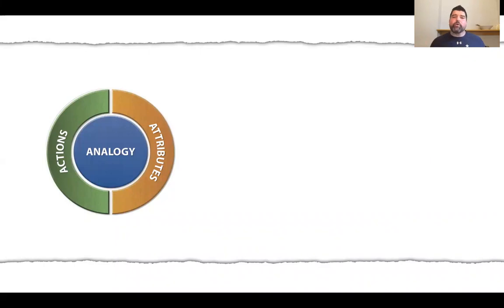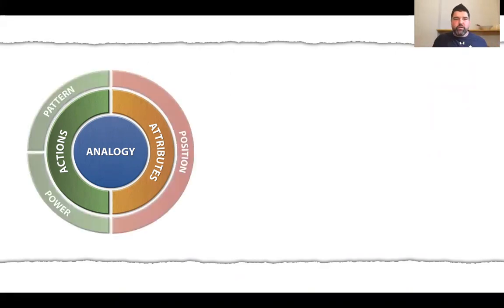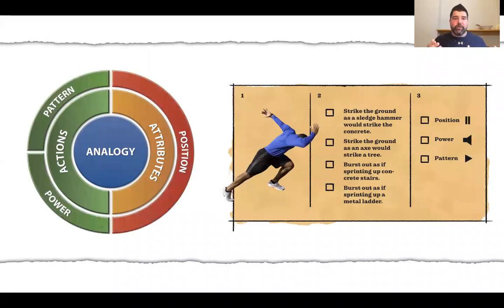And so it was important to me to pay homage to the core terms from Deidre's work, but then compare them or map them by way of analogy onto the terms we've used in the book. So again, we see it here. Attributes relate to the body positions. So if I'm using an analogy that tries to capture a body position, I'm mapping an attribute. Actions relate to power and pattern. So something dynamic about the movement.